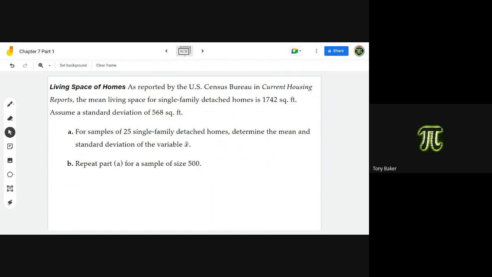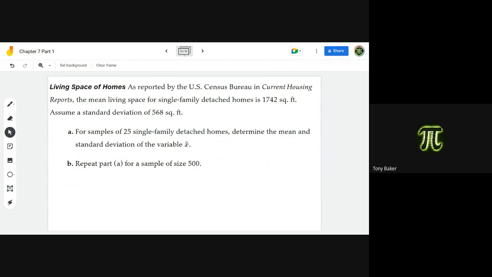So townhomes, condos, and they actually have to say this because now a condo, I still to this day do not understand the purpose of a condo because in essence, you're buying an apartment. But they're houses and they're typically a lot smaller. So a single family detached home is a lot of what you'd see around here. Most of our houses over in this area are detached. So 1,742 square feet, and a standard deviation of 568 square feet.